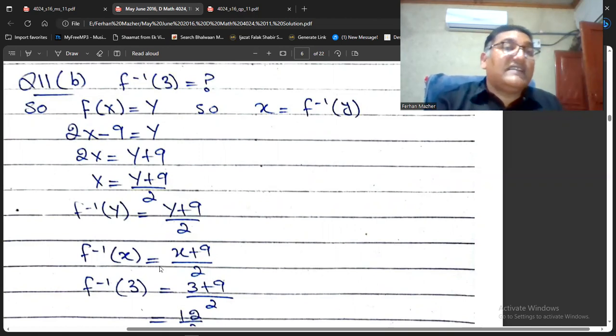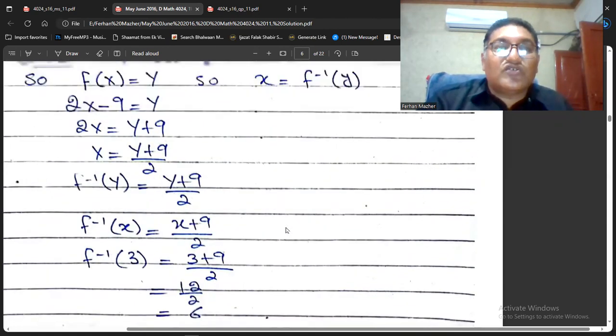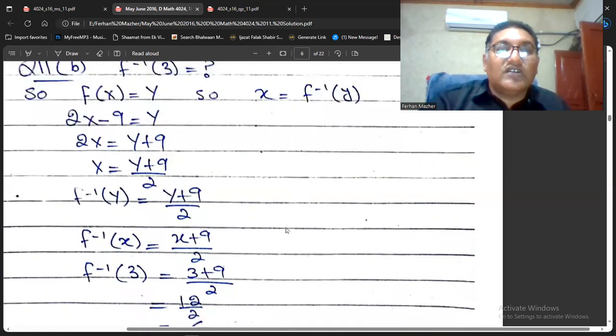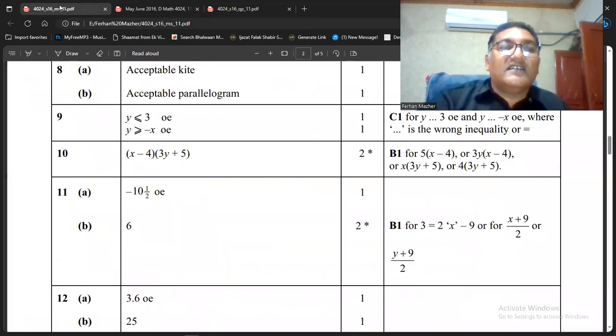Their question was, what is f inverse of 3? So wherever you have x in this inverse formula, in the place of x, I will substitute the 3. So f inverse of 3 will be 3 plus 9 divided by 2, and that will be 12/2, which will be 6. So this is the whole solution, and this is how this is done. So let's check. 6 is the right answer, sir.